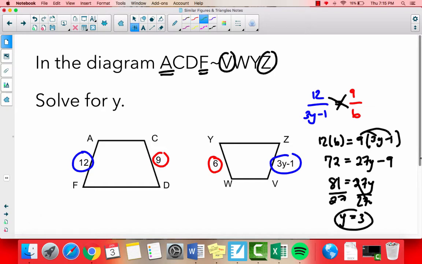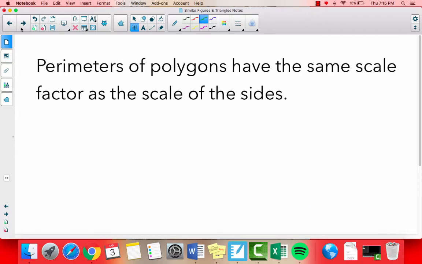Now we could plug it in potentially and figure out what VZ's length is, and then we'd be good to go. But in this case, they just wanted y, so we can stop. So just make sure you read your directions and that you answer all parts of them completely. One other thing that's going to be important, I'm not going to go through an example of it here, but if you have questions, make sure you let me know in class.